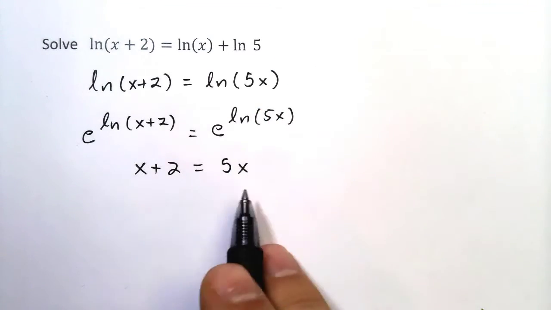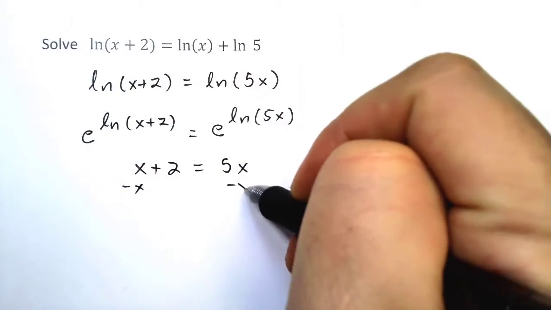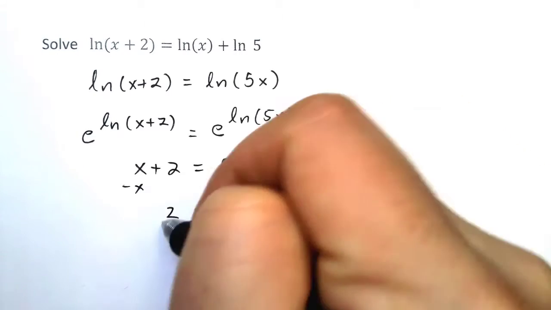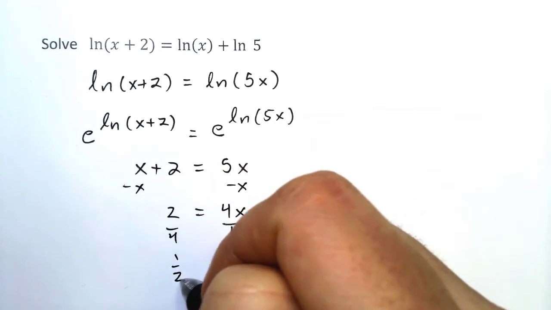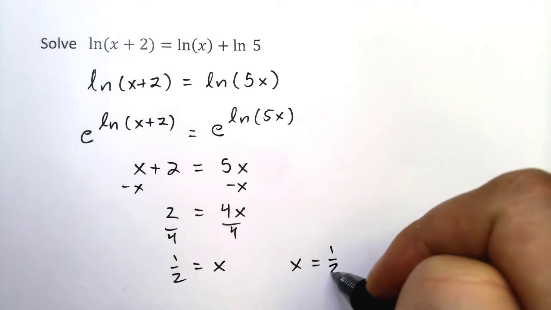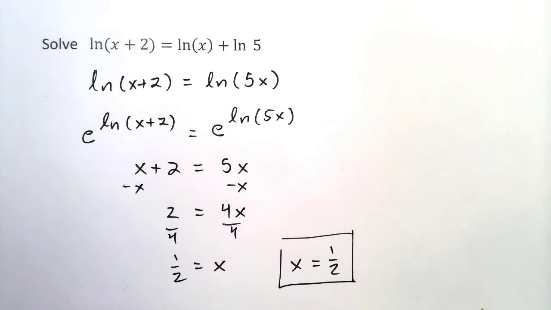So now I can proceed to solve this equation, subtract x from both sides, divide both sides by 4, simplify, and I see x equals 1/2 is my solution.